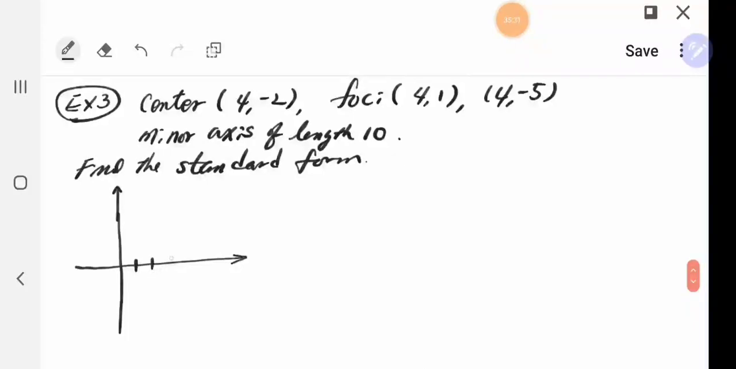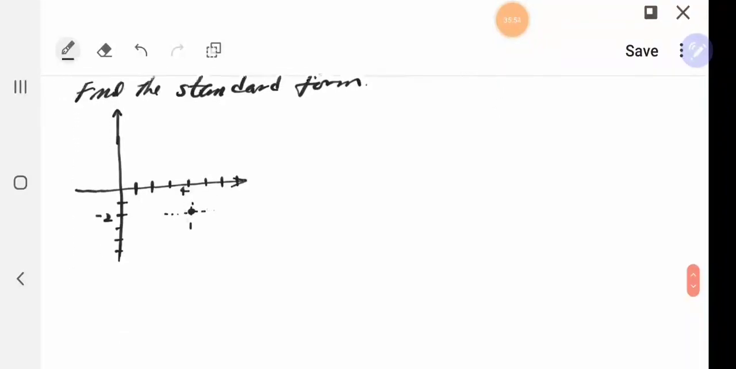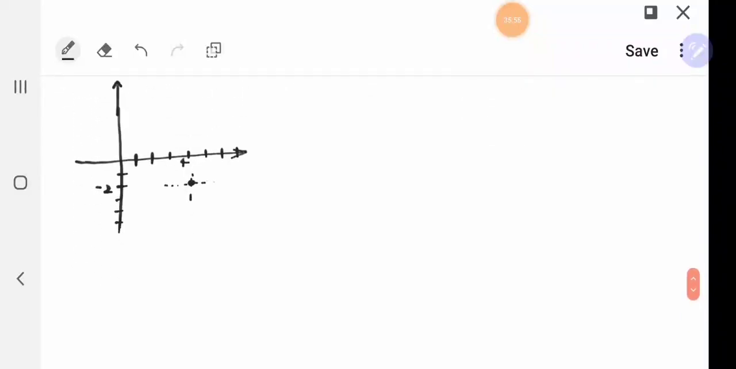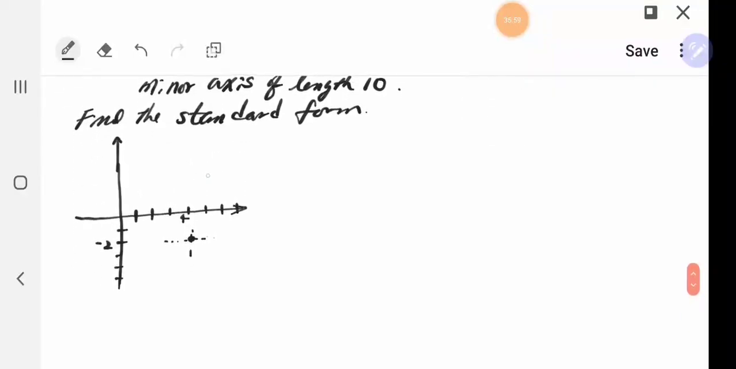1, 2, 3, 4, 5, 6, maybe 7. So 4 and negative 2. 1, 2, 3, 4, 5. So this is negative 2, and this is 4. So the center should be over here. So this is the center. Let me draw a little dotted line so that we can draw a graph based on this information. This is an invisible line.